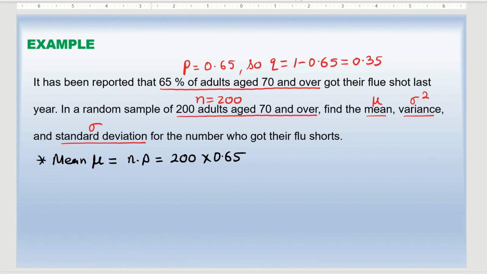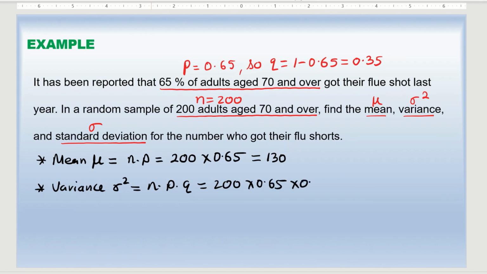So 200 times 0.65 is 130. So the mean, or the average number of adults age 70 and over who got a flu shot last year, was 130. Next is variance. Variance is sigma squared, which is equal to n times p times q. So n is 200, p is 0.65, and q is 0.35. If we multiply this, the variance will be 45.5.